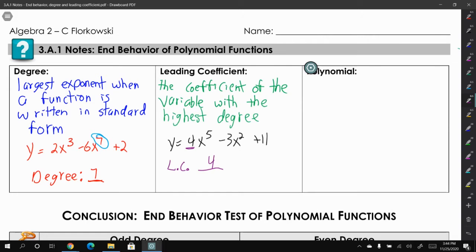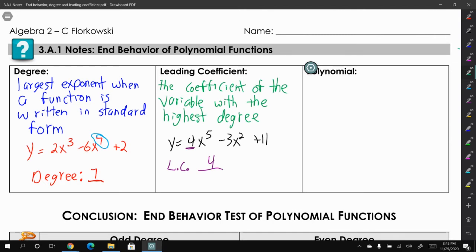If we look at the one over here in red, your leading coefficient would be -6 because that's the number in front of our highest degree term. Our highest degree there was 7, and the number in front of that is -6.